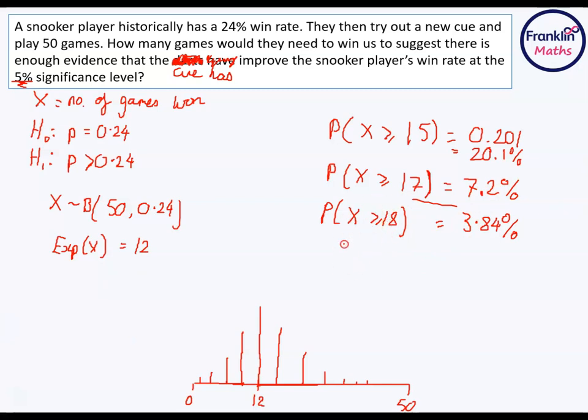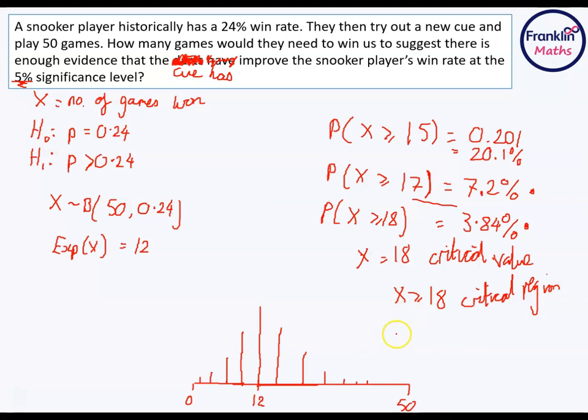So here, in this case, where it changes from being able to accept H0 to rejecting H0, 18 would be the critical value. So x equals 18 is the critical value. You might be asked then to state the critical region. In that case, x is greater than or equal to 18. It's the critical region. And then x is less than 18.